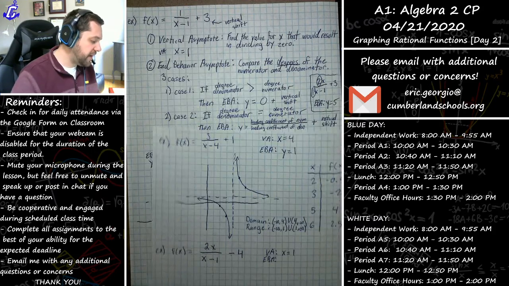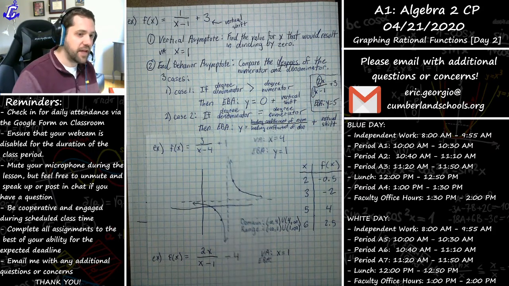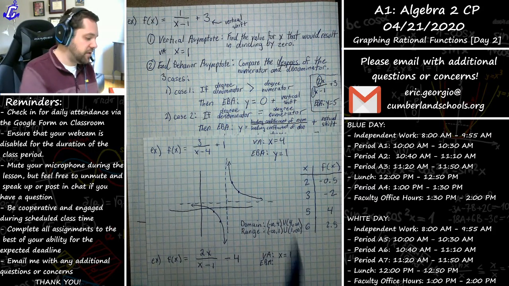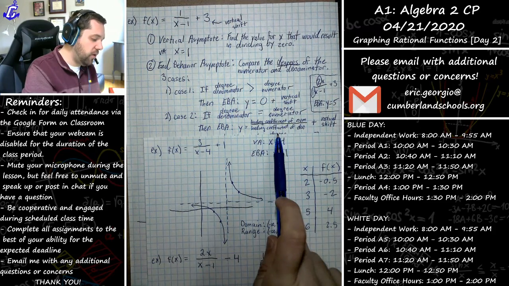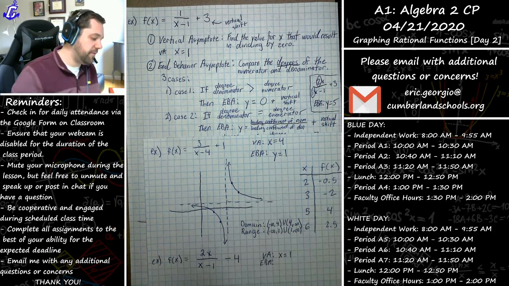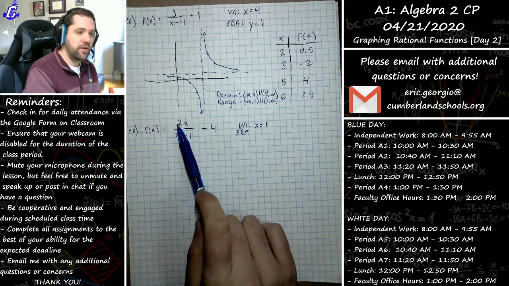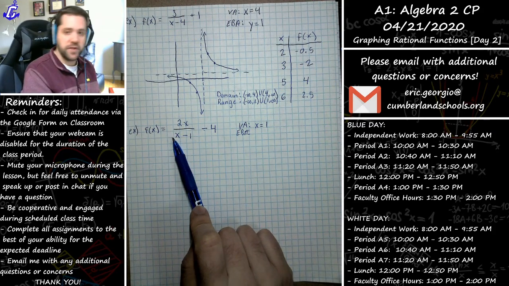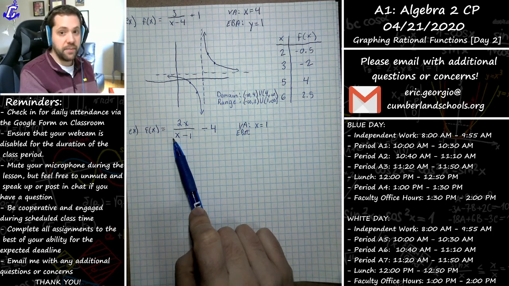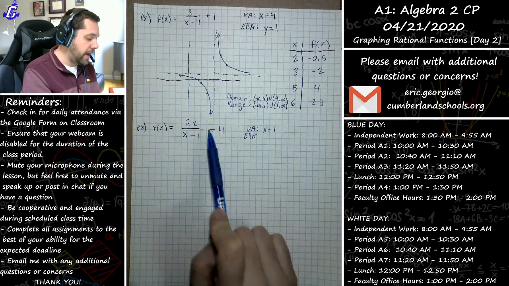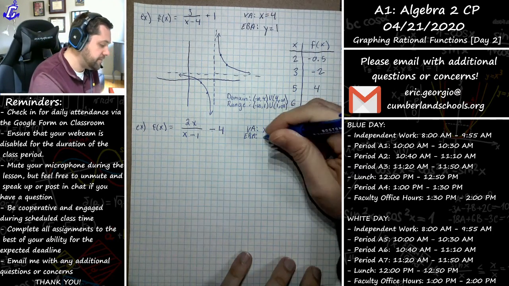Ooh, this is case 2. If they have the same degree, then your end behavior asymptote is the leading coefficient of the numerator over the leading coefficient of the denominator plus the vertical shift. So let's see what that looks like here. Leading coefficient of the numerator, 2. Leading coefficient of the denominator, 1. So 2 divided by 1 is 2. Minus 4 is negative 2.